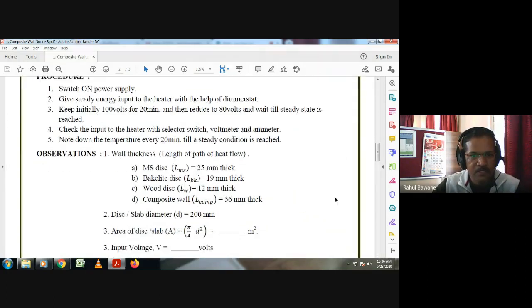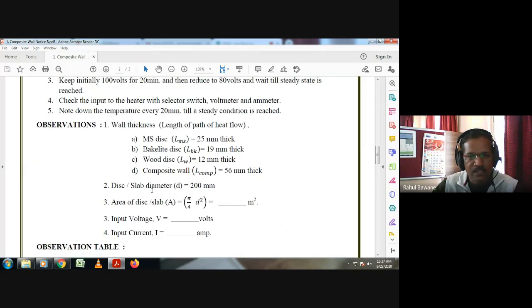Then what are the observations or the given data? We have the wall thickness. This composite wall has an MS disc with thickness 25 mm, a bakelite disc with thickness 19 mm, and a wood disc with thickness 12 mm. These thicknesses behave like a path for heat transfer. For the composite wall, the addition of all these thicknesses comes to 56 mm. So the composite wall has a thickness of 56 mm.